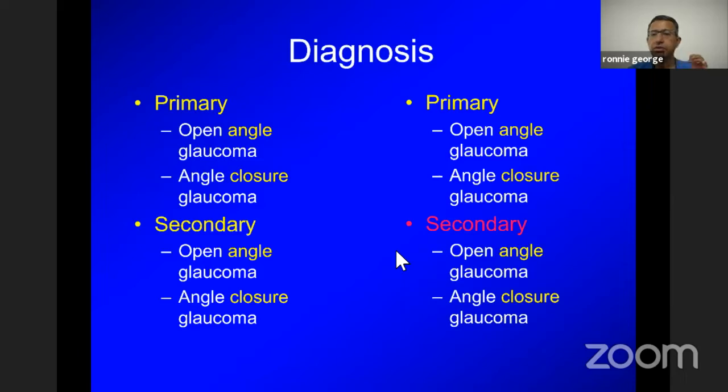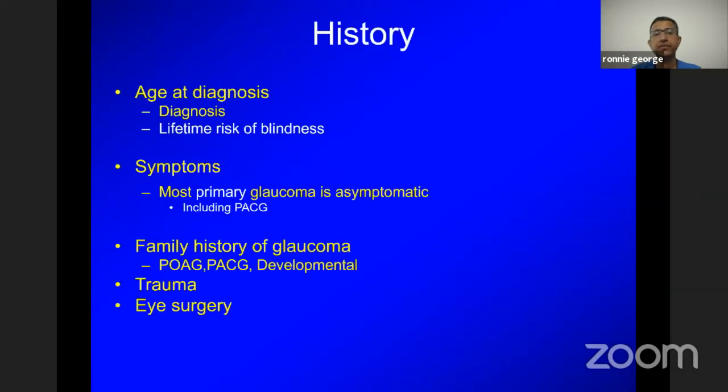So when you look at diagnosis, you're looking at classifying it as either developmental or primary open angle or angle closure, or secondary open angle or angle closure. So the two important things there are the status of the angle, and the second is whether it is primary or secondary. And this is information you will need to get from your clinical evaluation. And your clinical evaluation starts from history.